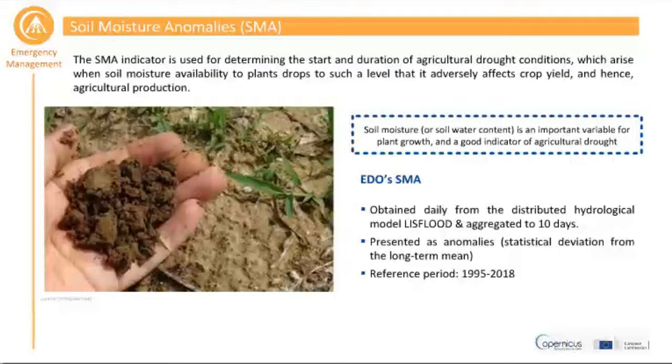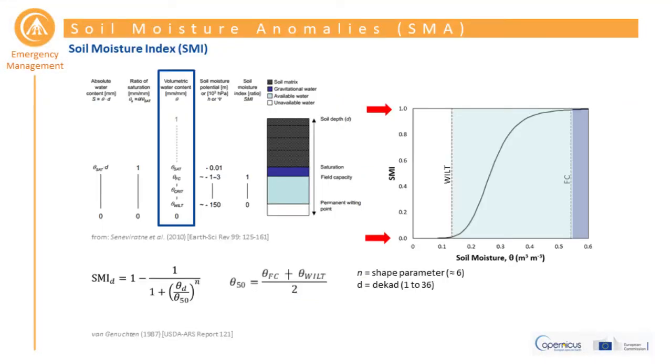EDO SMA is aggregated to 10 days and presented as anomalies, or a statistical deviation from the long-term mean, and is calculated with the baseline period of 1995 to the last available full year. The SMA indicator in EDO is computed every 10 days as anomalies of the soil moisture index, SMI.